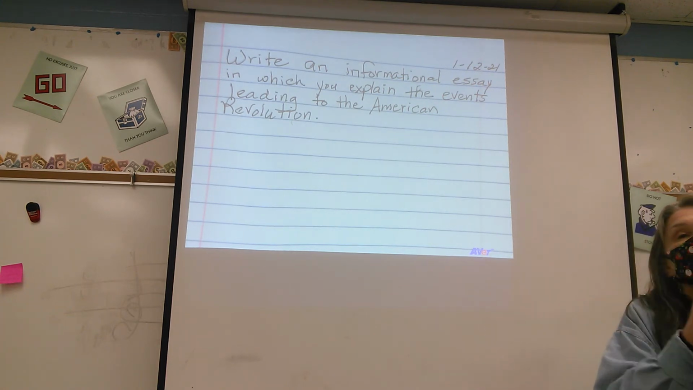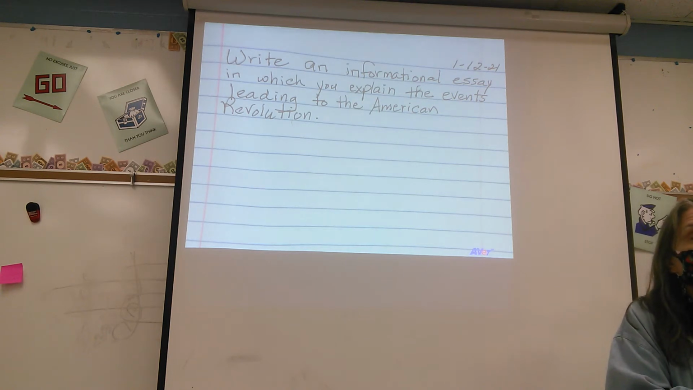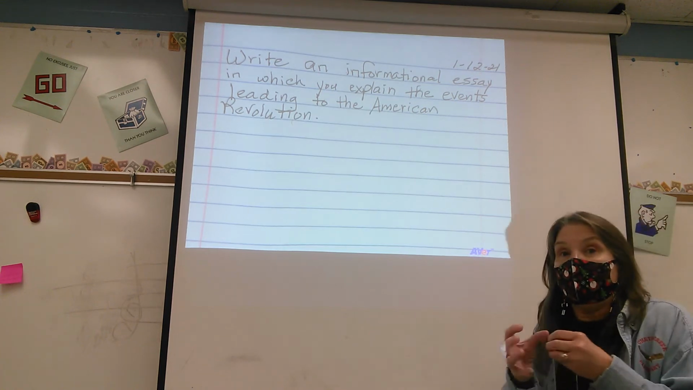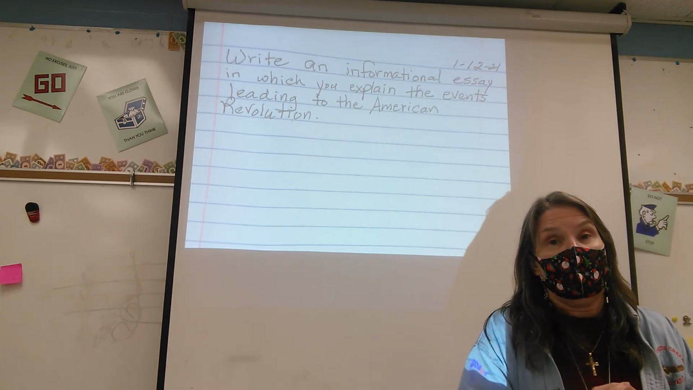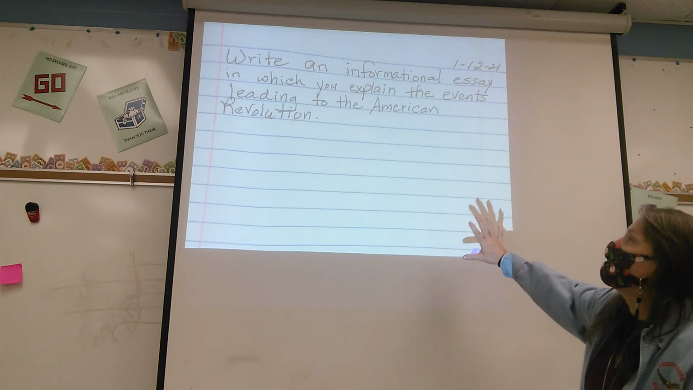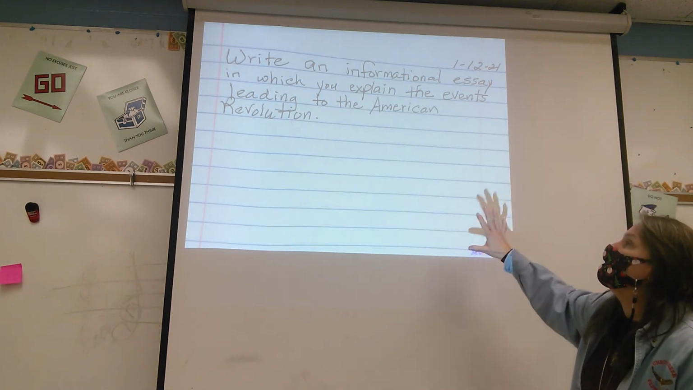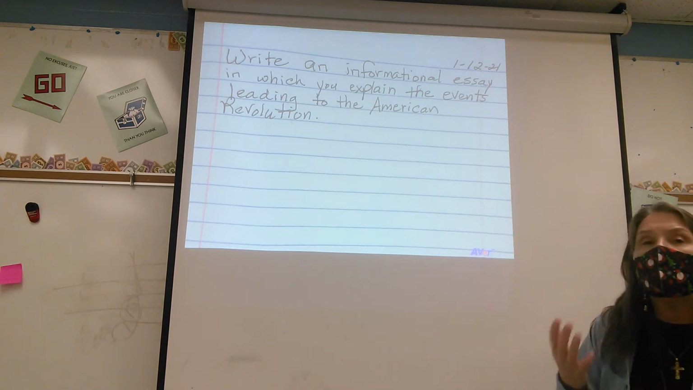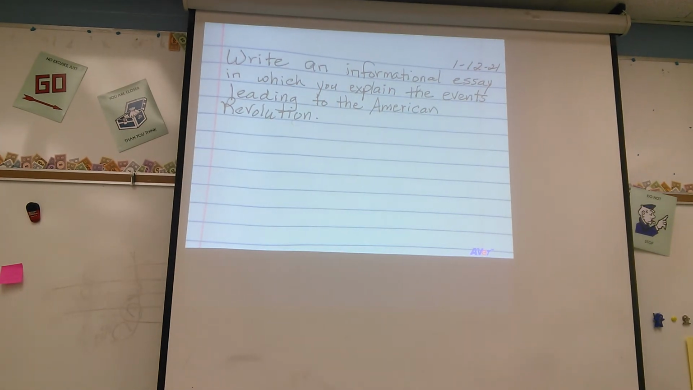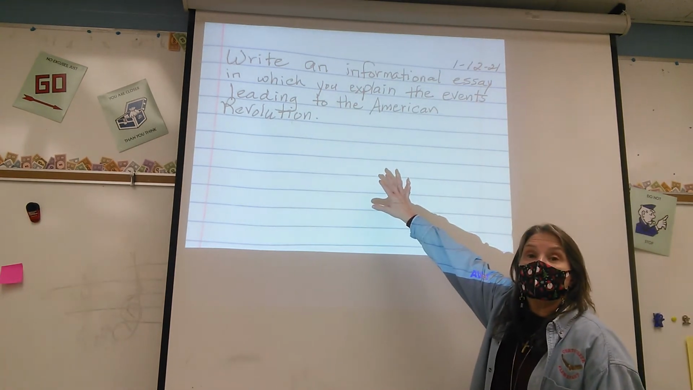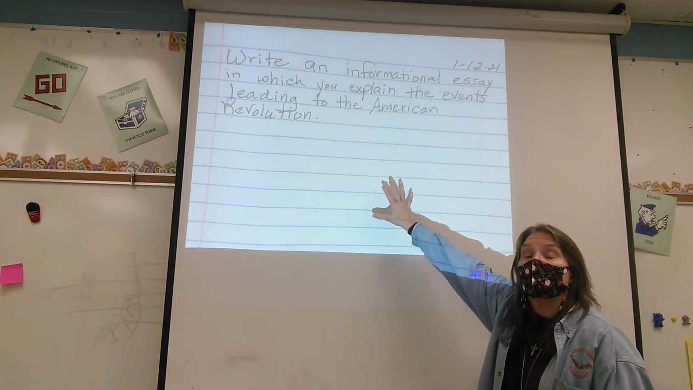When you think about individual events, you can then group those events into main ideas, and from there you can get a thesis. You're thinking backwards that way. Now, remember that the prompt says that we are trying to explain the events leading to the American Revolution. What was the American Revolution about? Galila? About the British treating the colonists. No, because the American Revolution was the fight to gain independence from Britain.